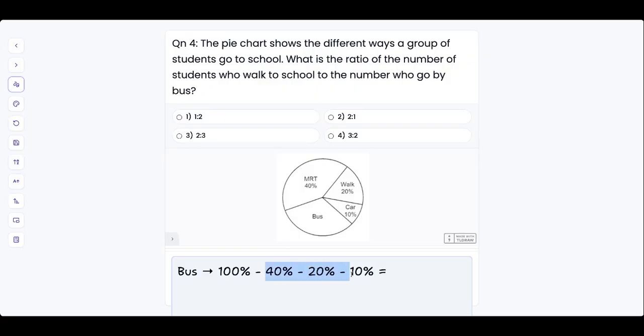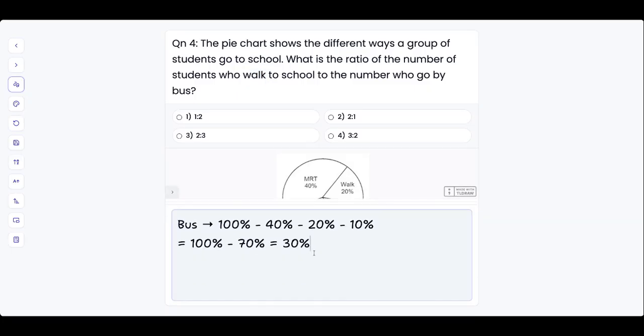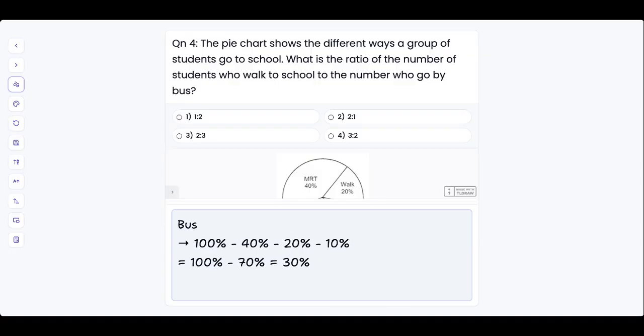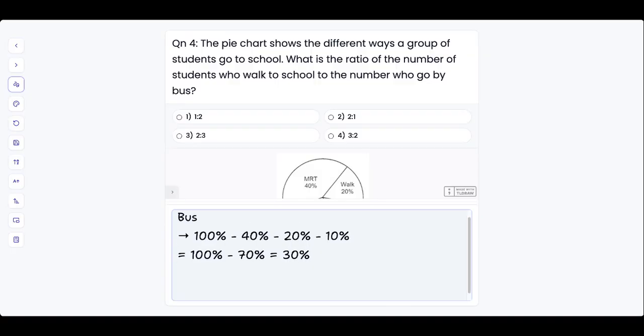So we just combine this: 40, 20, and 10. 40 and 20 is 60, 70. So it's 100% minus 70%, and this will equal 30%. So now we know the percentage for the bus. Now we want to know how many people walk. In this case, the walk is 20%, right? So the bus is equal to 30% and the walk is 20%.